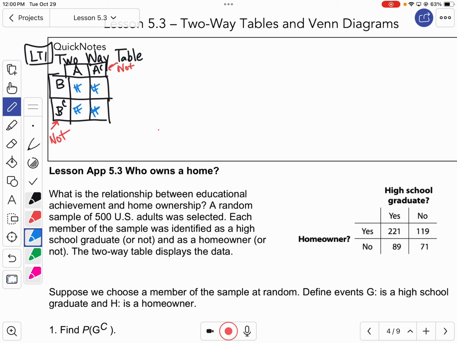Now, the good news for you is you're not going to see that complement notation. It'll be like, you know, pat your head and rub your stomach kind of thing, and it'll be yes and no, yes and no. So you won't see the complement stuff, but that's how we set it up.